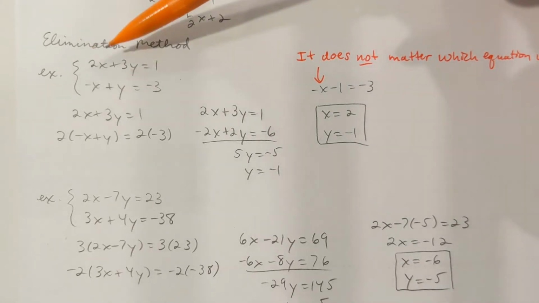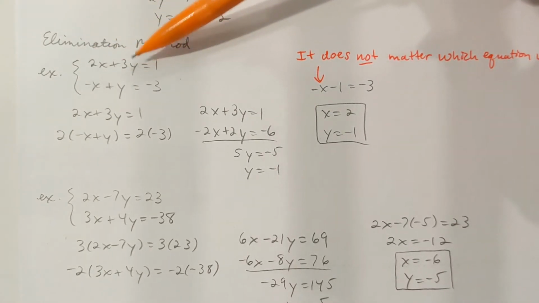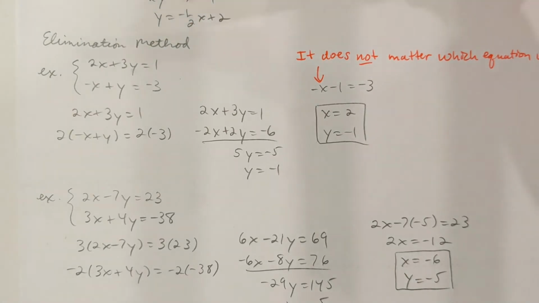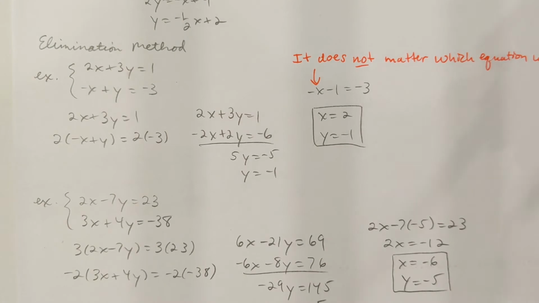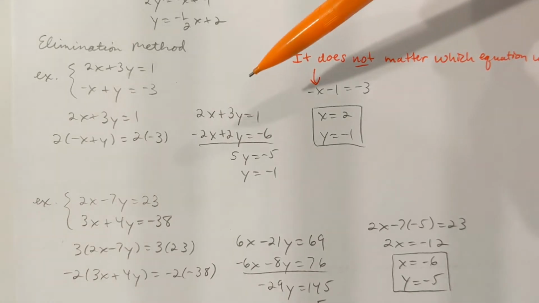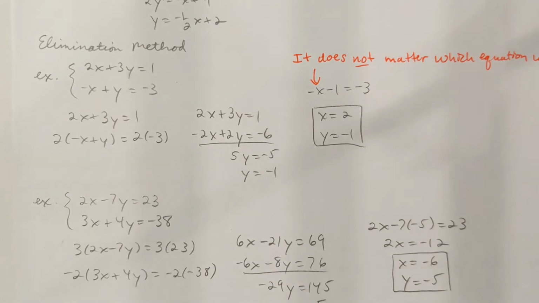Let me check that. Is it true that 4 minus 3 is 1? Yes. And is it also true that negative 2 minus 1 is negative 3? Yes. So x equals 2, y equals negative 1 is correct. Now, you can see why we would call this the addition method. We're adding the equations together, the like terms.